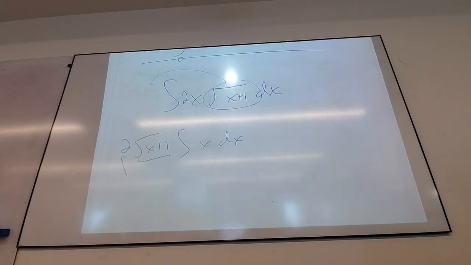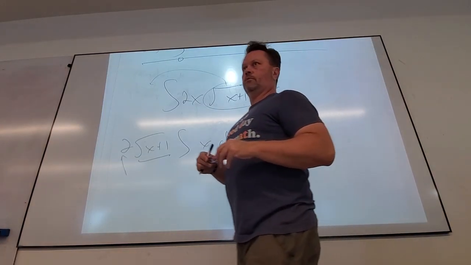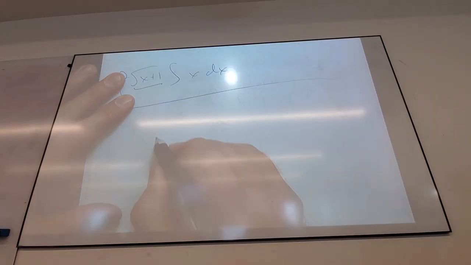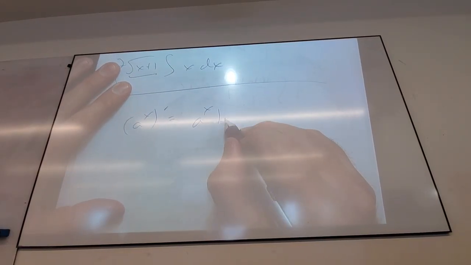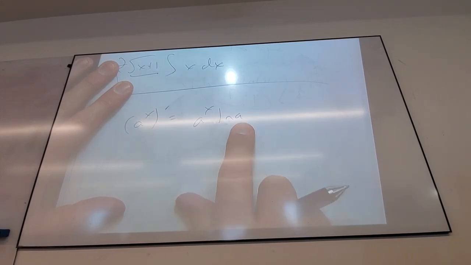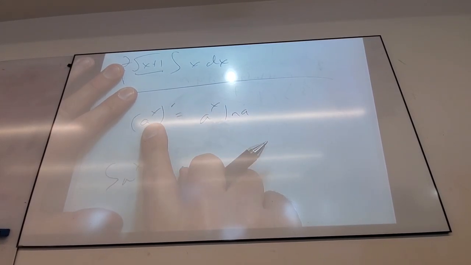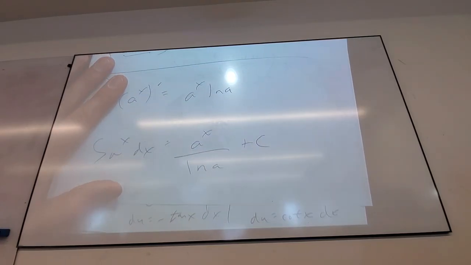Okay, yes. Really quick, what was the integral rule for a to the x? So real quick, what's the derivative of a to the x? A to the x ln a. So it's itself times ln a. So the integral of a to the x, opposite than this, it's itself divided by ln a, plus c.